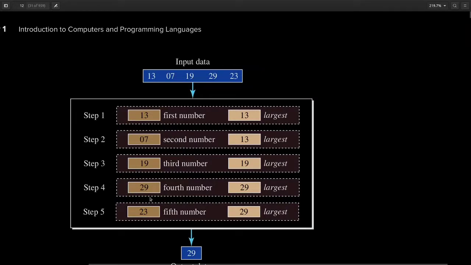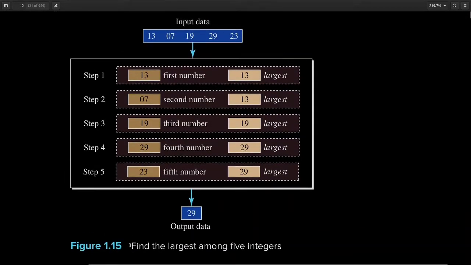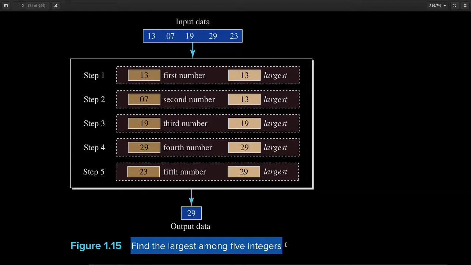Then in the next step we get the number 29. This number 29 is again greater than 19. When you compare, the largest among these two is 29, so 29 is assigned to largest. After that, the next number is 23. If you compare 23 and 29, the largest is again 29, so no update will take place and hence we get the output as 29. So this was the algorithm for finding the largest number among 5 integers.